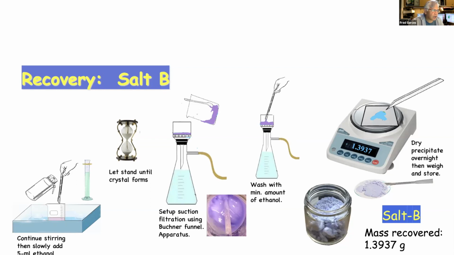So this color that you see in the scale is sort of misleading. This is actually what it looks like when it's wet. This is what it looks like when it's dry. Okay, so that's salt B. Let's take a look at salt C.